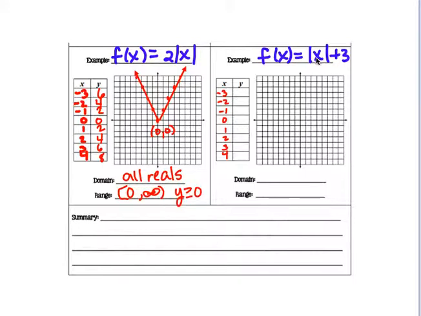For the next one, the absolute value of x and then plus 3 is not inside of the absolute value. So the ordered pairs that you get for this are -3, 6, -2, 5, -1, 4, 0, 3, 1, 4, 2, 5, 3, 6, and 4, 7. So this one's actually going to start up here at 0, 3.